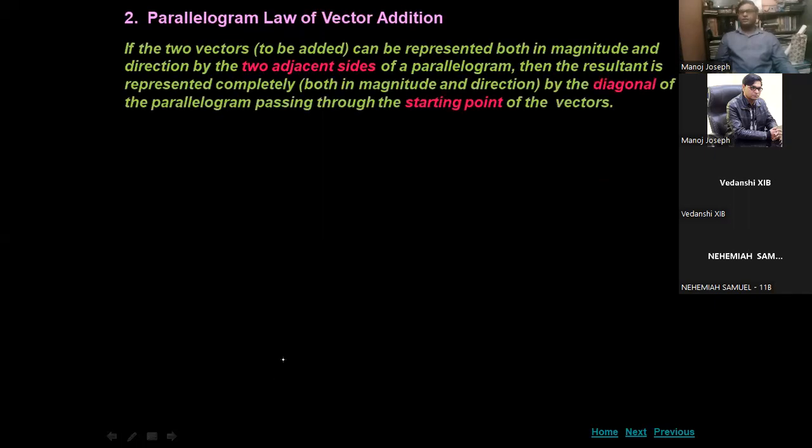If two vectors to be added can be represented both in magnitude and direction by the two adjacent sides, meaning the vectors are co-initial, adjacent sides meaning their initial point is common, of the parallelogram, then the resultant is represented completely in magnitude and direction by the diagonal of the parallelogram passing through the starting point of the vector. So it is the second law.